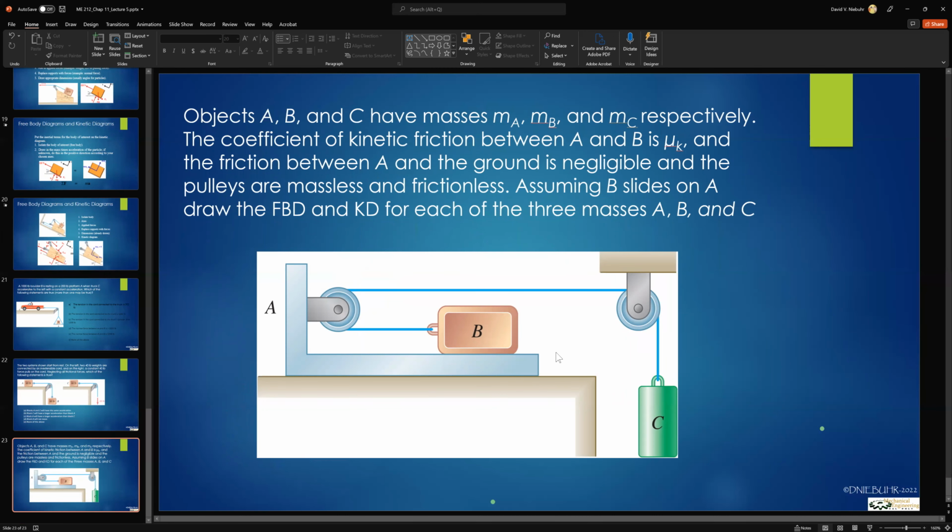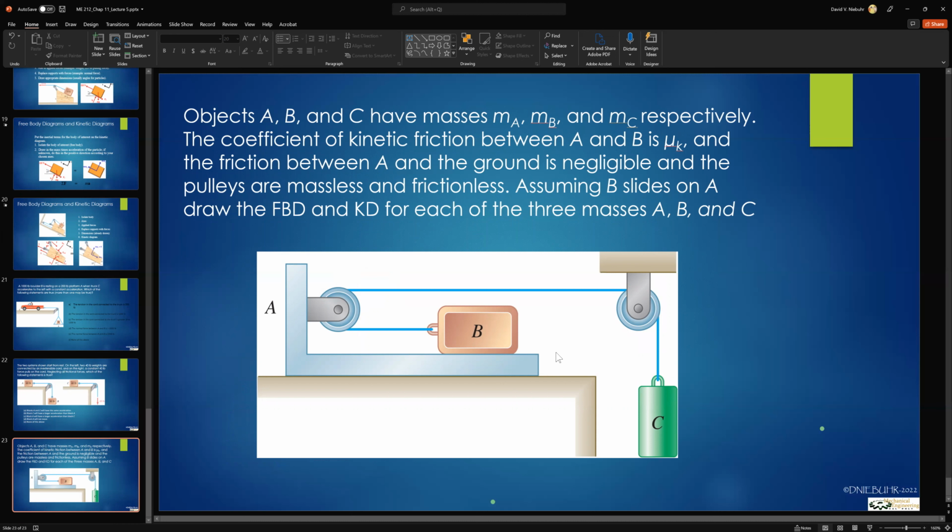All right, so last thing, objects A, B, C have masses MA, MB, MC respectively. The kinetic friction is between A and B, the friction between A and the ground is negligible, and the pulleys are massless and frictionless. So assuming B slides on A, draw the free body diagram and the kinetic diagram for each of the three masses, A, B, and C.